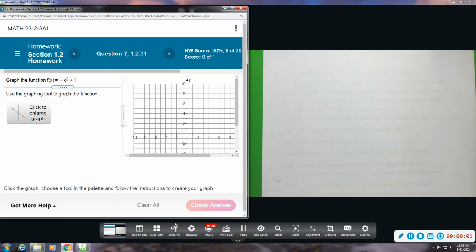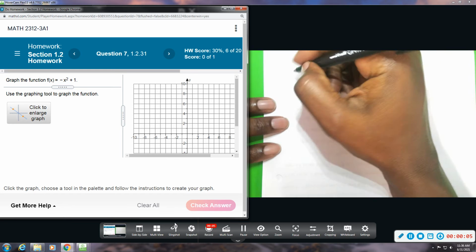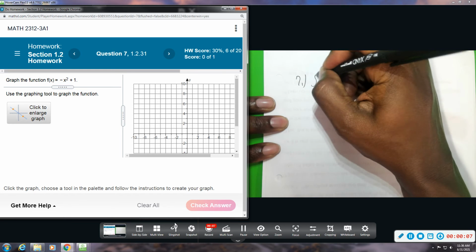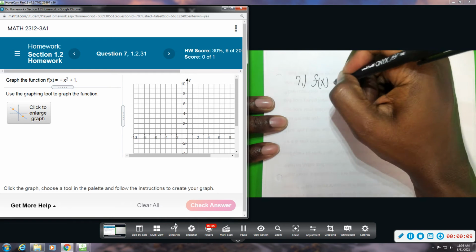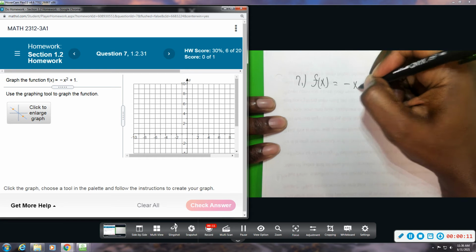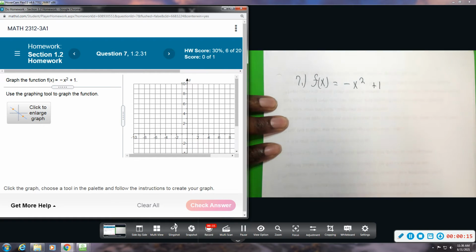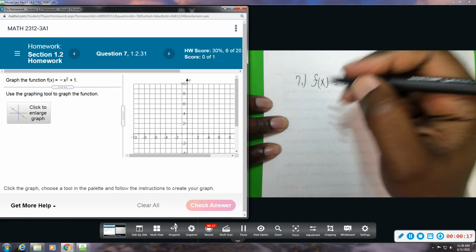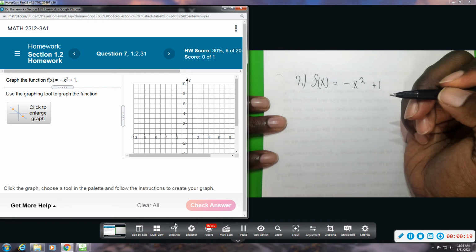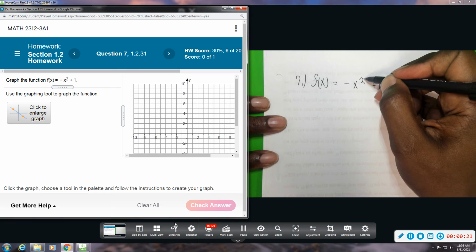All right, question number 7 wants us to graph this function. We are given f of x equals negative x squared plus 1. All right, when you graph a function, it's better... So this would be a parabola because you have x squared.